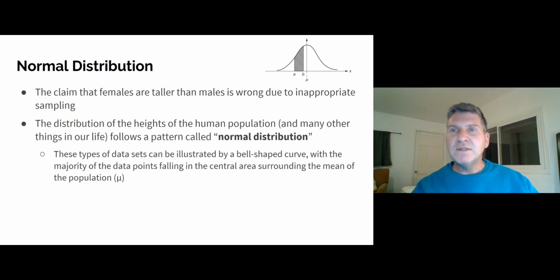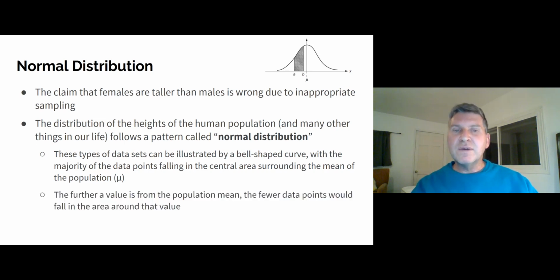So in the graphic you see up in the upper right, you see the mu is going through the top of the bell, and then you have A and B. A and B might represent the different heights of two sets of individuals in your sample, and this allows us to make that comparison. The further a value is from the population mean, or mu, the fewer data points would fall within that area around the value. Sampling is an important aspect because if we don't sample correctly, this could lead to bias.